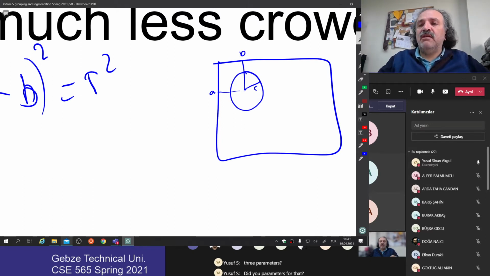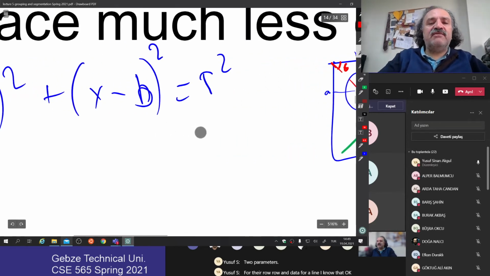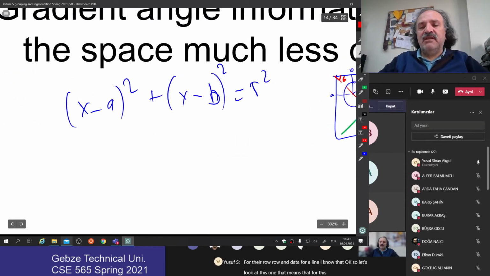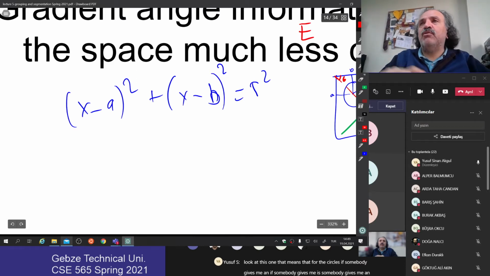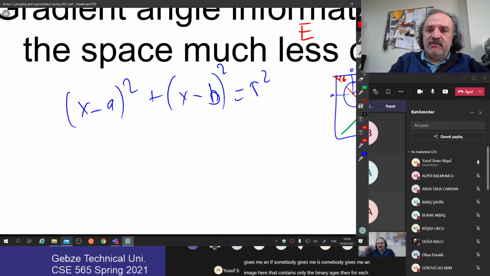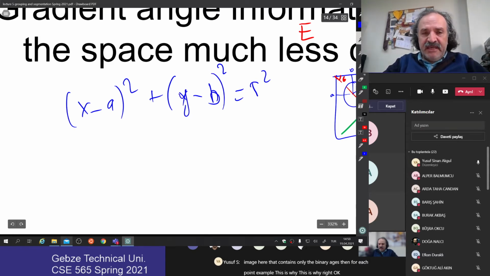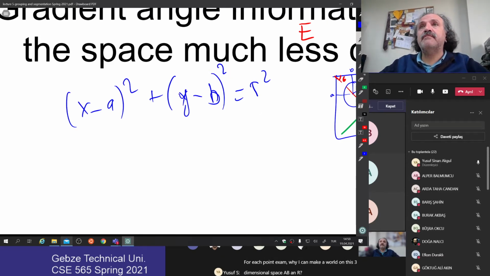and two parameters, rho and theta, for a line. I know that, okay? So let's look at this one. That means that for the circles, if somebody gives me an image E that contains only the binary edges, then for each point x and y, I can make a vote on this three-dimensional space a, b, and r. Okay, so three-dimensional spaces are difficult to deal with. Even two dimensions are difficult to deal with most of the time.